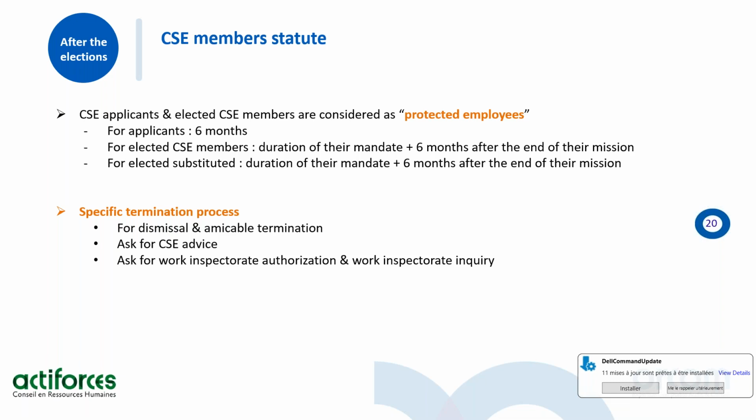So these protections mean that applicants, elected CSE members, and elected substitutes will be protected. Applicants are protected for 6 months. During the 6 months, they'll benefit from this very specific termination process. Elected CSE members and substitutes will also benefit from this specific termination process during the whole period of their mandate, plus 6 months after the end of their mission. So it's quite a long protection.